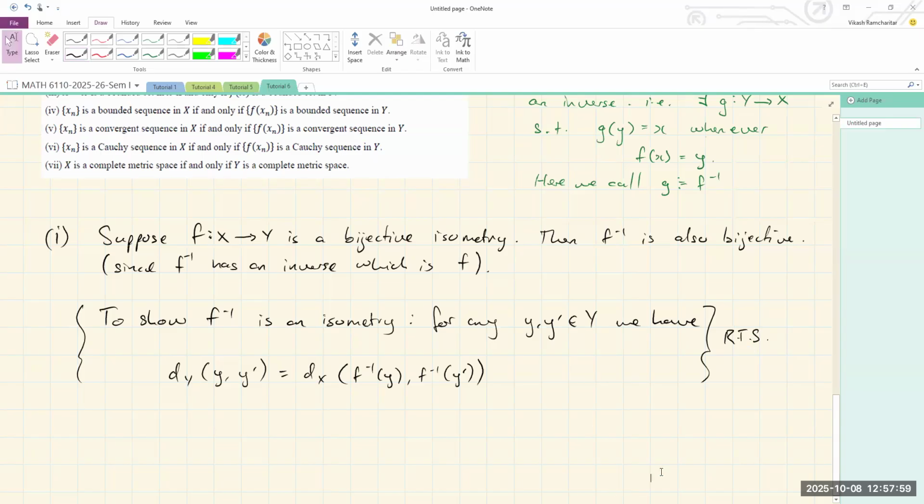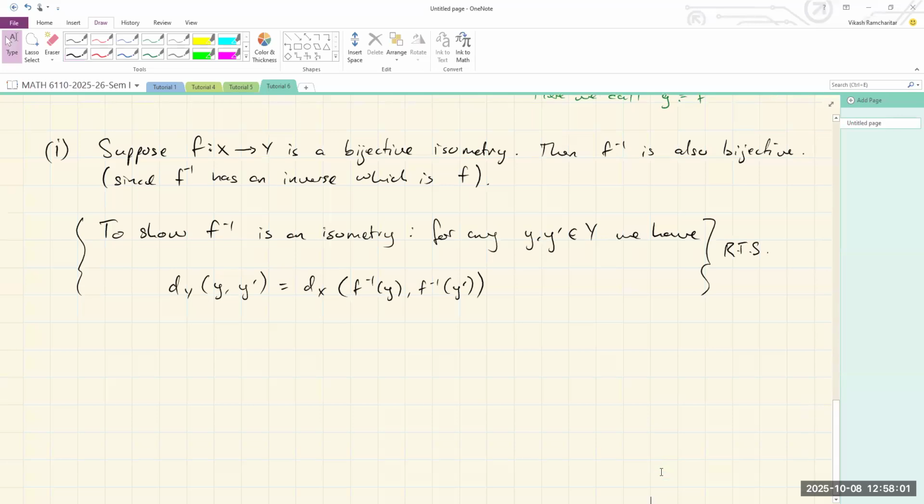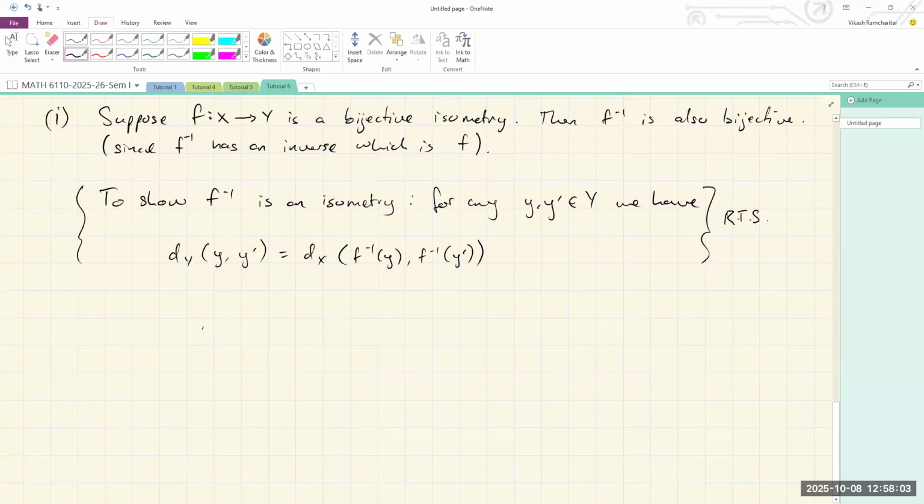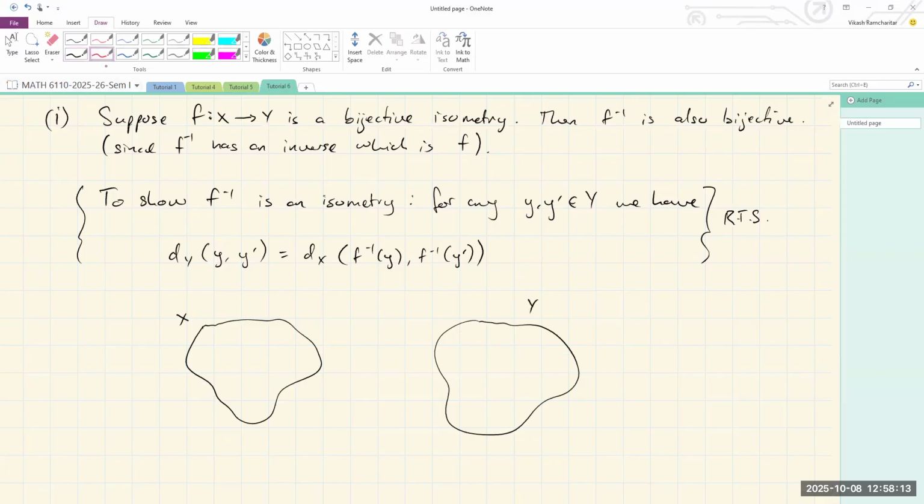Okay, and let's have a diagram when you're doing this for the first time, just to keep track of where everything is. So here's x and here's y, and f is going this way, right? So f is a bijective isometry, and f inverse is going the opposite way.